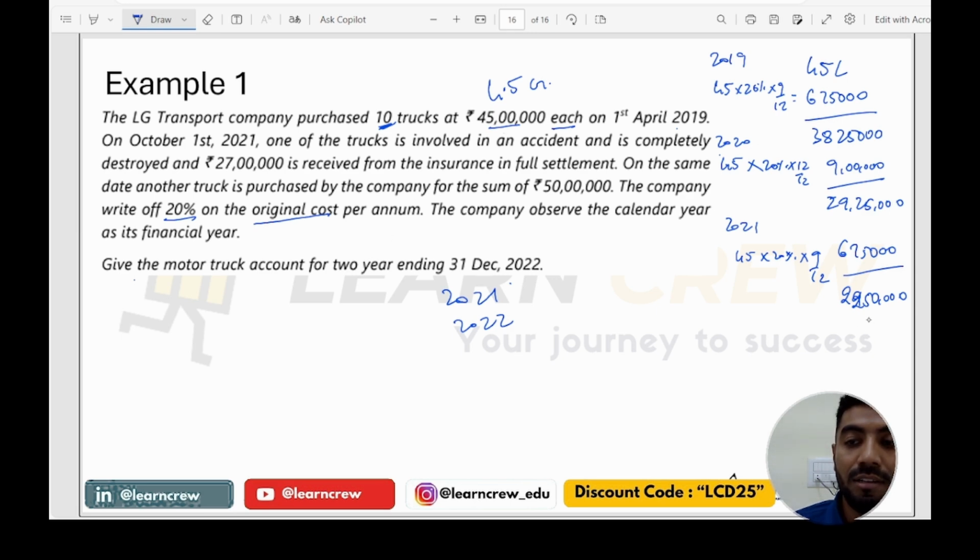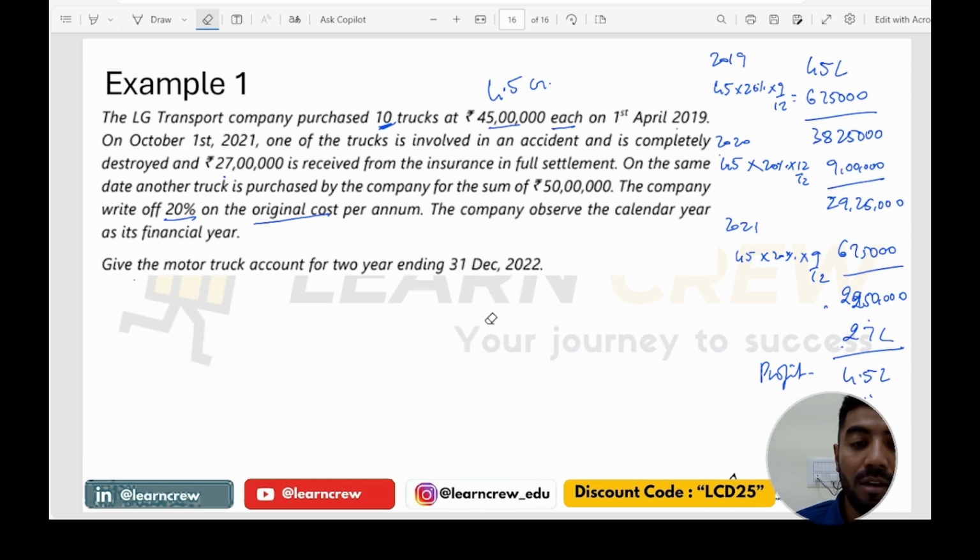Since we have calculated this for one asset, this asset has been sold for 27 lakh. So the difference will be 4.5 lakh, so it is sold for a profit. Asset value is 22,50,000. We have sold for 27 lakh, so the profit is 4.5 lakh.